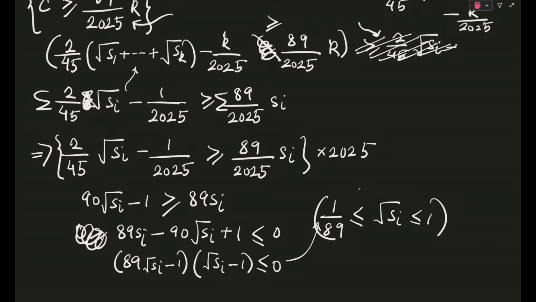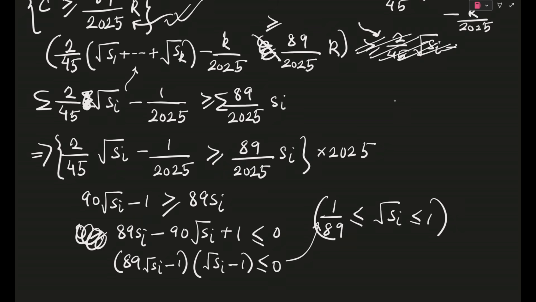Because if this is correct, then this will be correct, then this will be correct, and then like backtracking going forward, this thing will be correct. Okay, like really intelligent way to do the sum maybe. Okay, so 1 by 89 less than or equal to root SI less than or equal to 1. Is this correct or not?